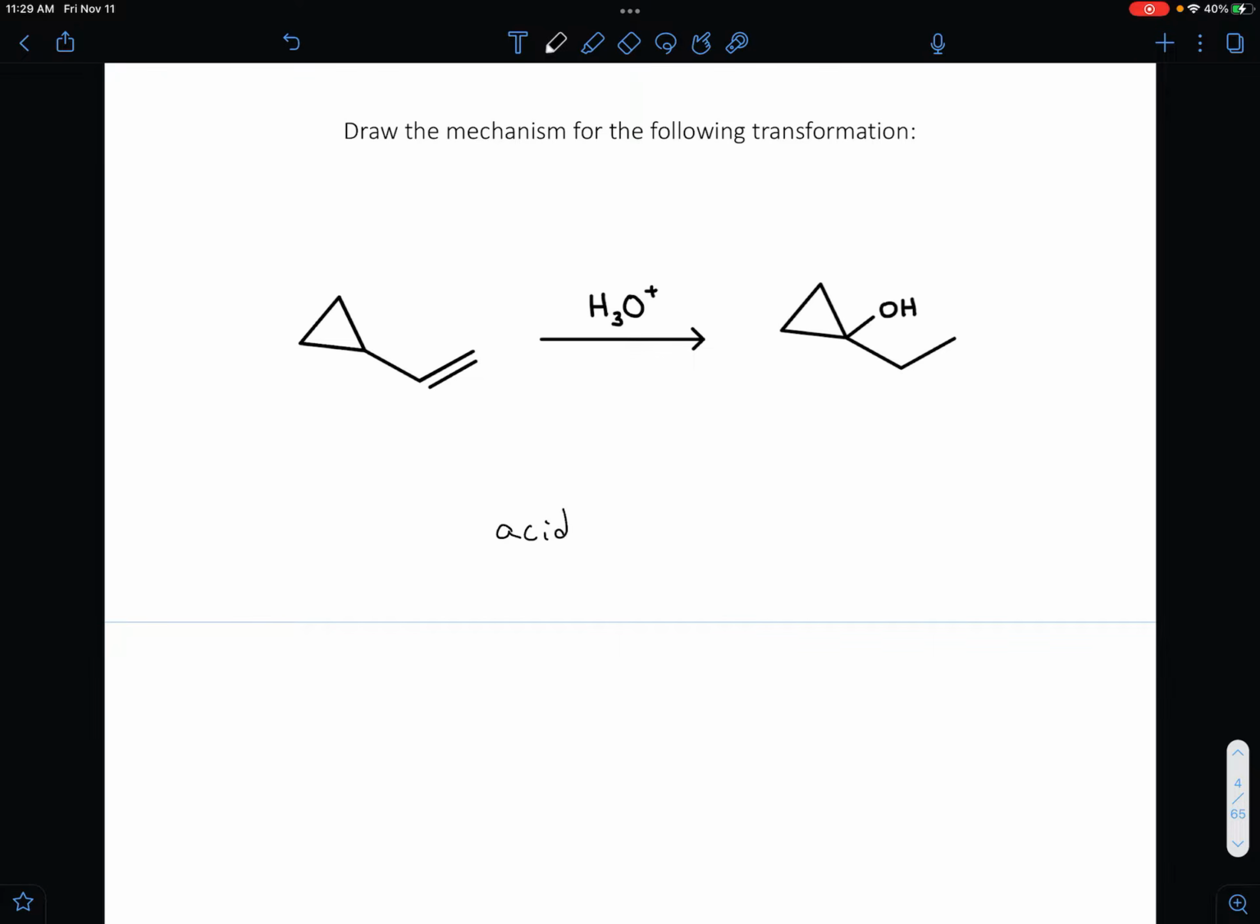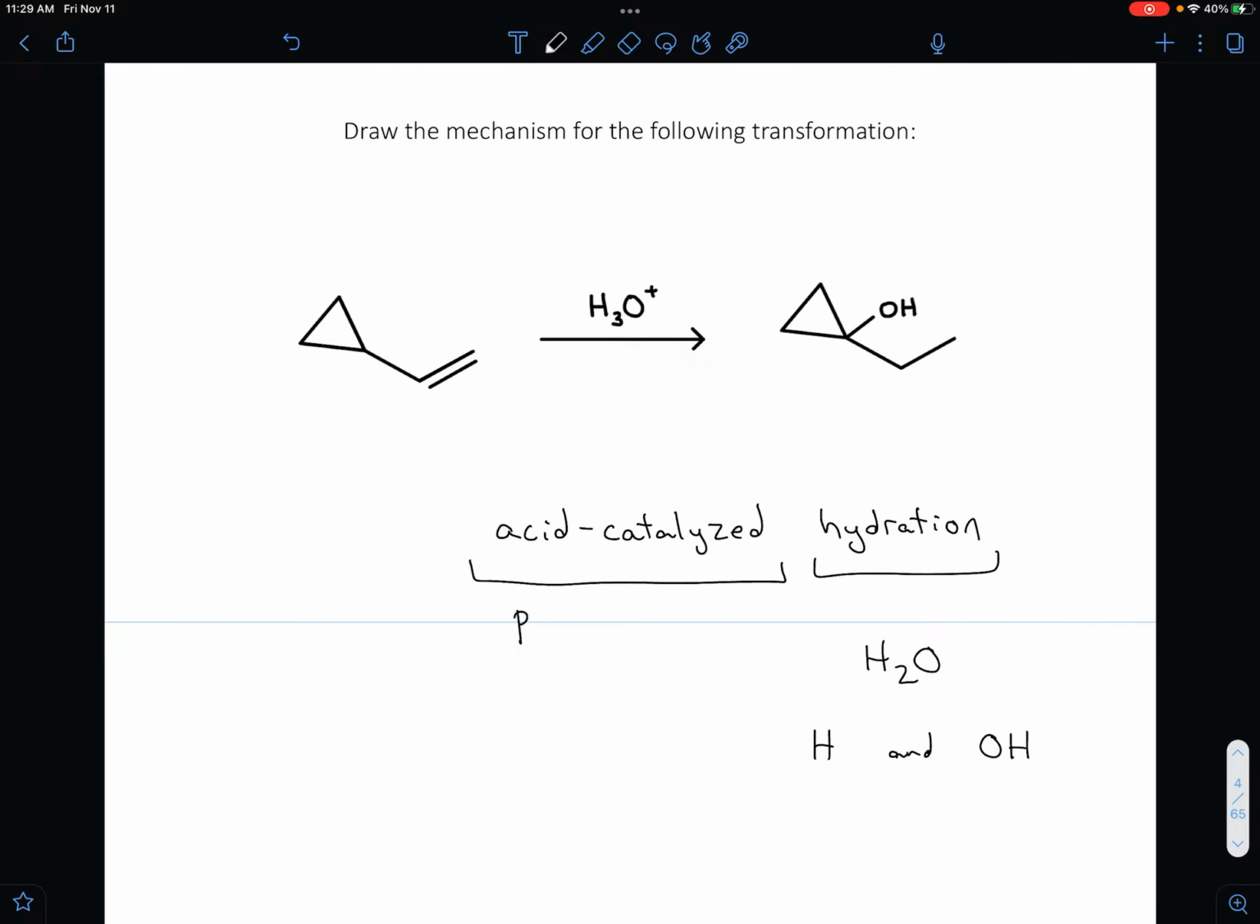So this is an example of an acid-catalyzed hydration. Acid-catalyzed hydration. So hydration, just like if you stay hydrated, if you hydrate a molecule, you're adding H2O. So you're adding an H and an OH, that's your H2O. And then how you're going to do that is going to involve a proton transfer.